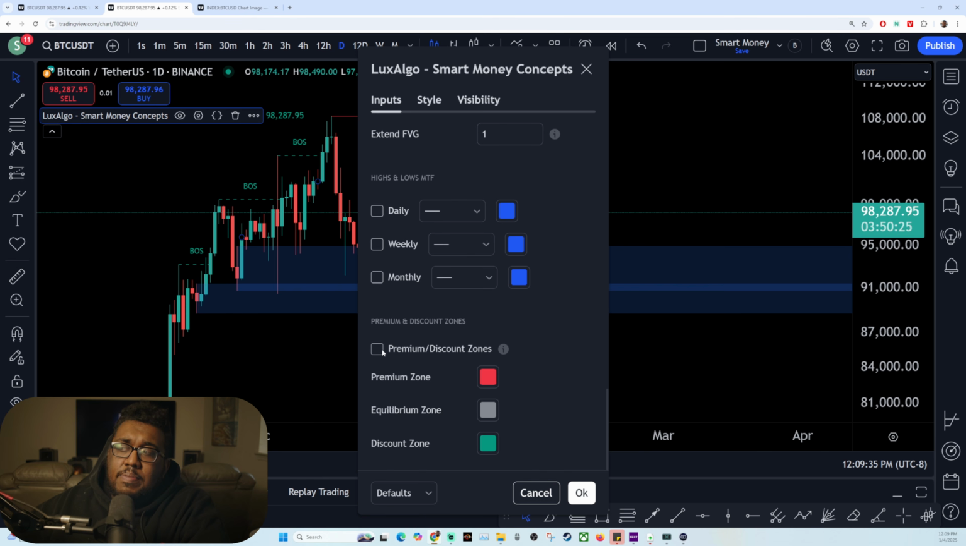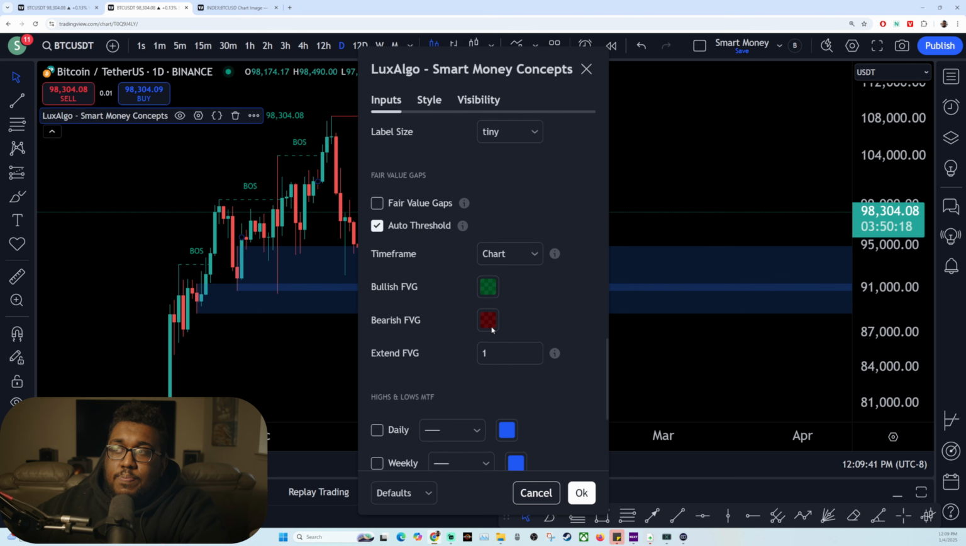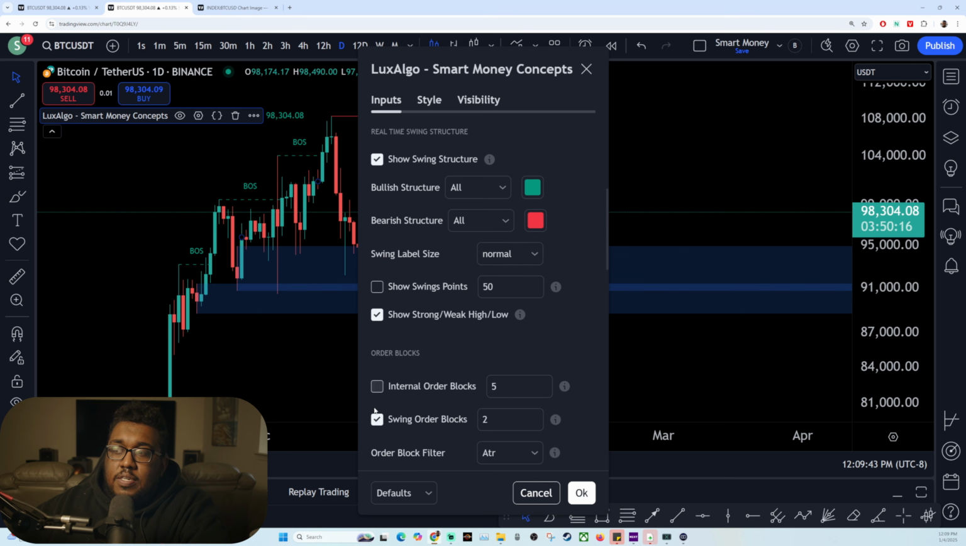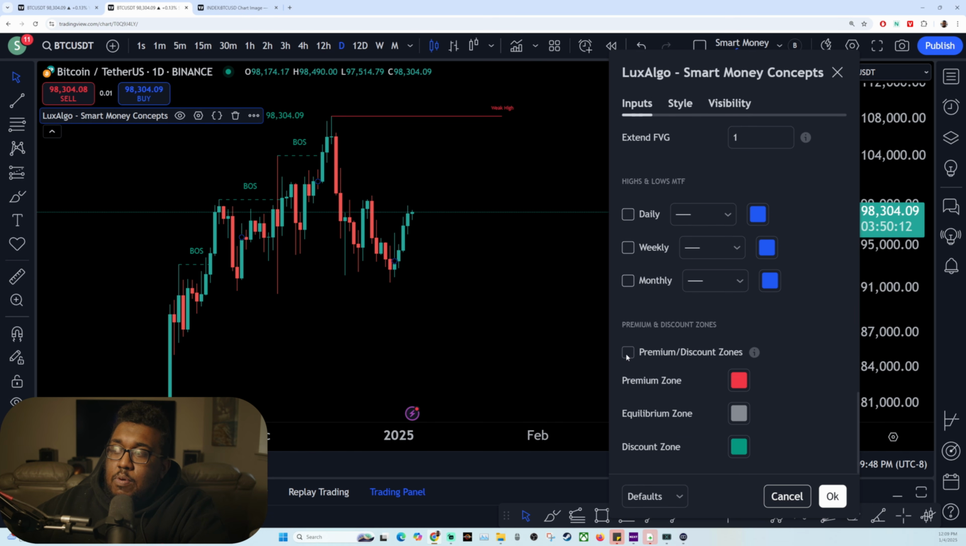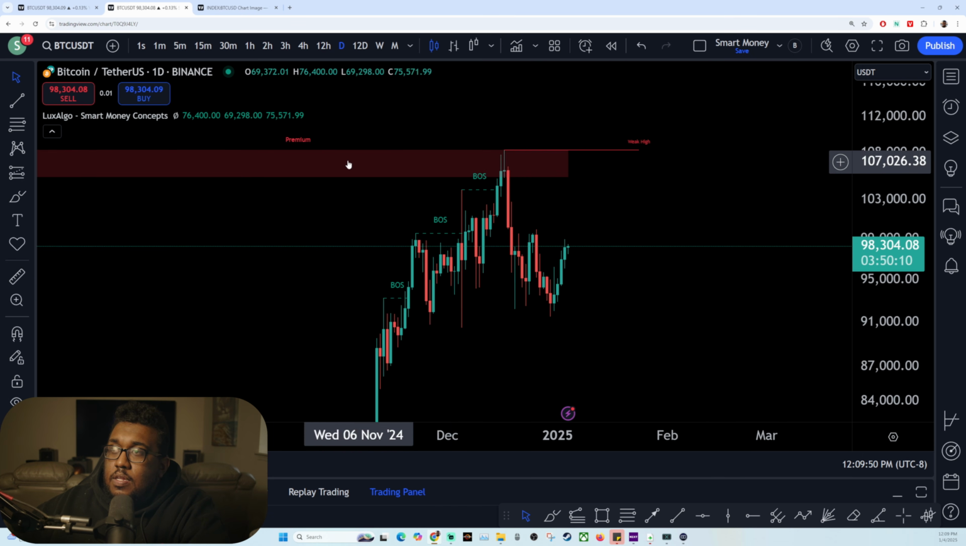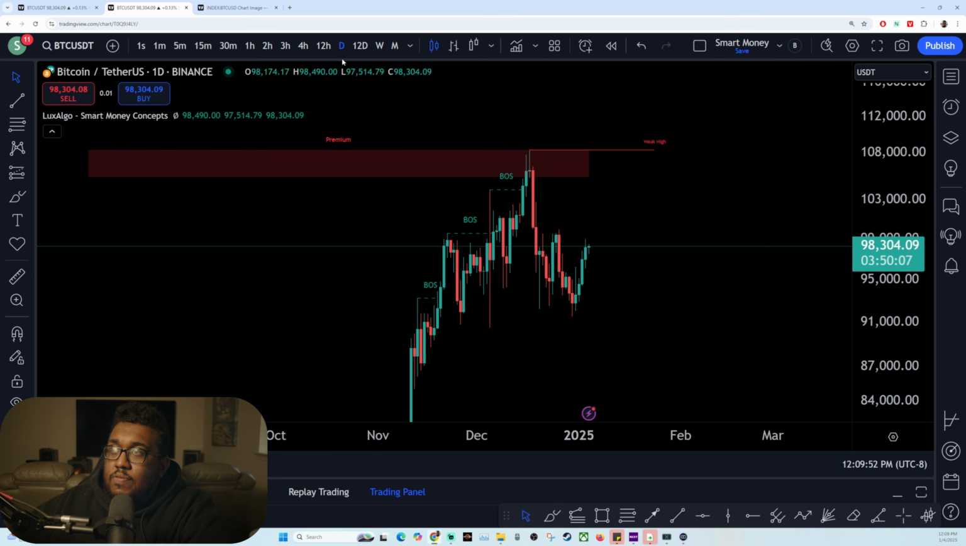Next up, you have premium discount zones. This one is pretty interesting right here. This one really allows you to just have an extra level of support, especially if you guys don't like using the order blocks as much. So if I were to take away the order blocks, you see all that disappears. Then I say, hey, I want premium discount zones. This is a big resistance level up here.